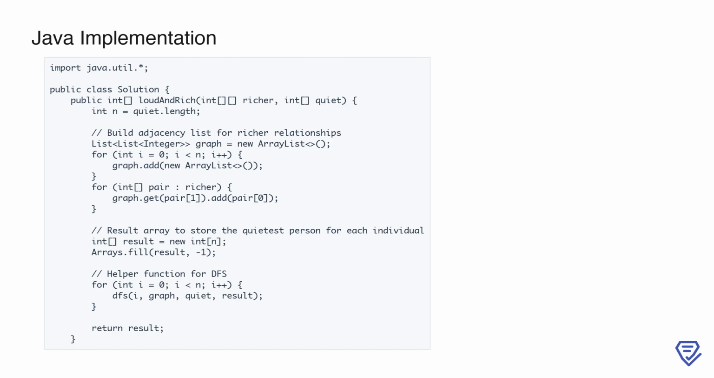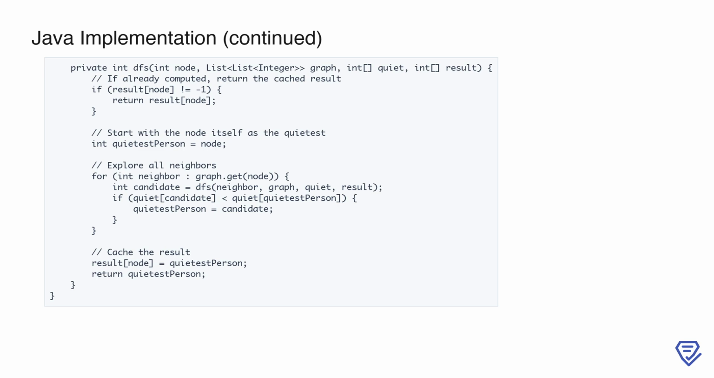After initializing the graph, we iterate through the richer array to populate it with these relationships. Then, we define the result array, which will store the quietest person for each individual. Initially, we fill this array with -1, indicating that the values are not yet computed. Finally, we loop through each person and use a depth-first search to compute the quietest person for that individual, storing the results as we go. Once all computations are complete, we return the result array.